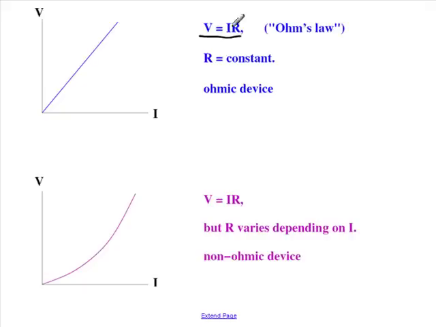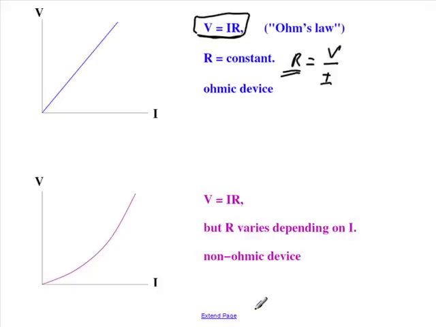Now, in fact, we use this to define resistance for every single object. So we simply say resistance is voltage divided by current. Okay. If this resistance happens to be constant and there's no offset or anything here, then we say the device is ohmic. For other devices, we still say voltage is equal to IR, but R varies depending on the current.